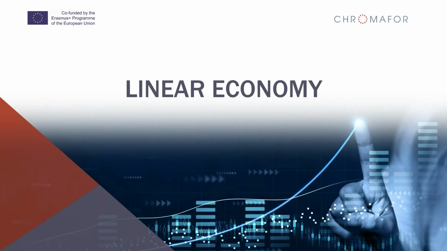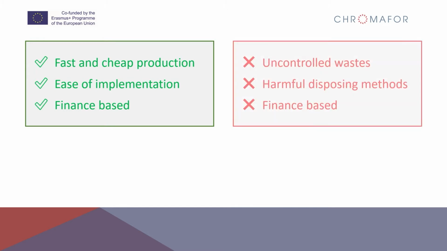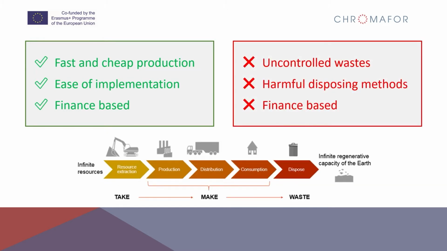So let's have a look at the linear economy. Linear economy for companies grants fast and cheap production. It's also easy to implement and apparently is finance-based. However, it creates some problems for the system because it's a linear process that produces a very high amount of waste. And the waste has to be treated, and so there are problems related to harmful disposal methods and also problems from the finance point of view.